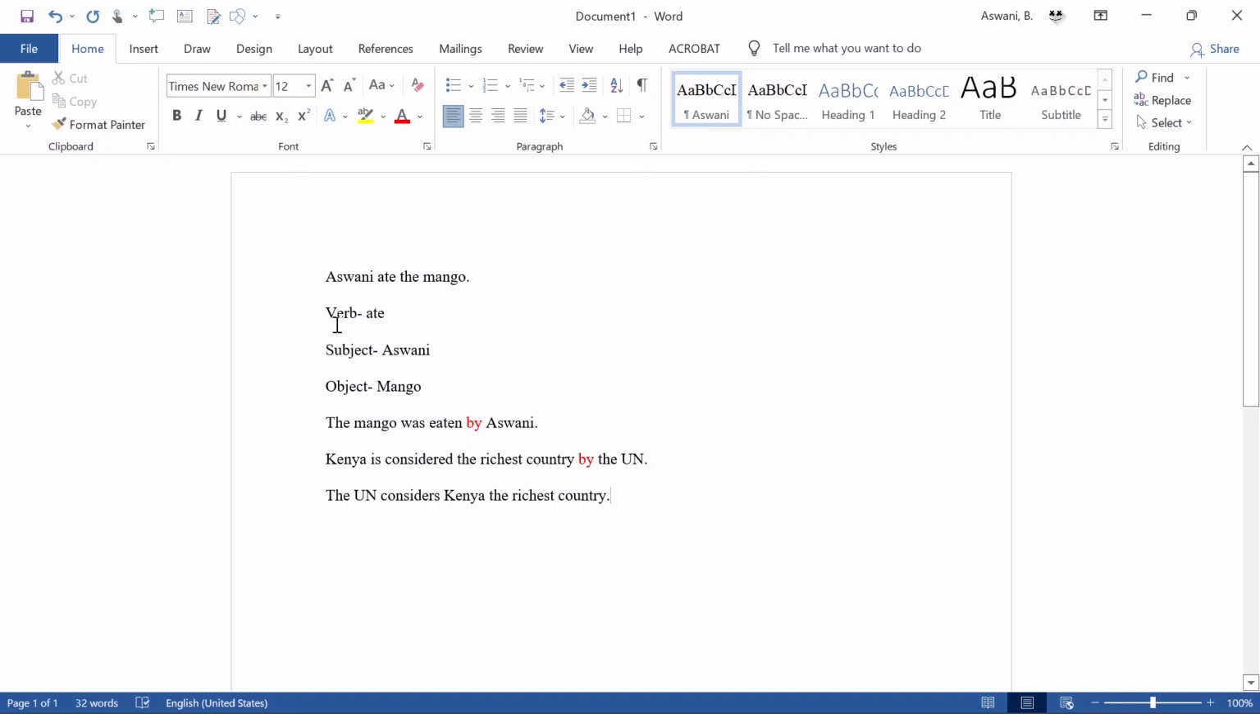So always try not to rearrange the order. Always let the subject appear before the object, which means avoid using "by" in sentences. Not in all sentences, please. I'm not saying that every sentence that has the word "by" is wrong. No. It's just a better way of communicating when we are more direct. We start with the subject: "The UN considers Kenya the richest country," as opposed to saying "Kenya is considered the richest country by the UN."